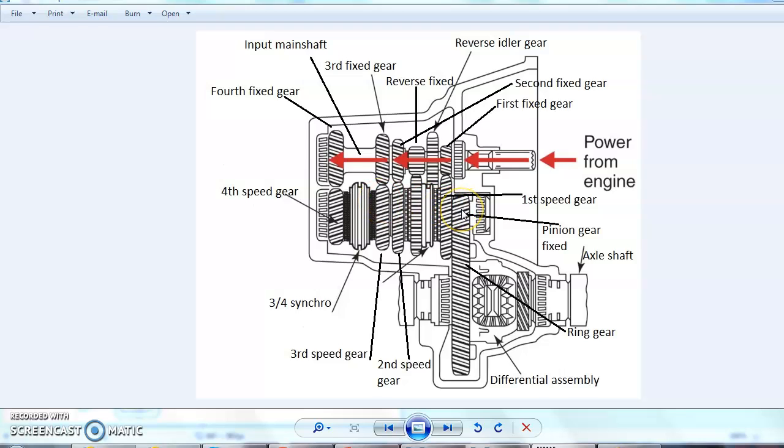This gear right here is the pinion gear. The pinion gear is fixed to the output shaft, so whenever my output shaft is turning, the pinion gear is going to turn. The pinion gear is always in constant mesh with the ring gear. The ring gear is inside the differential assembly. It is bolted to this case right here, so whenever my ring gear is turning, the differential is turning.